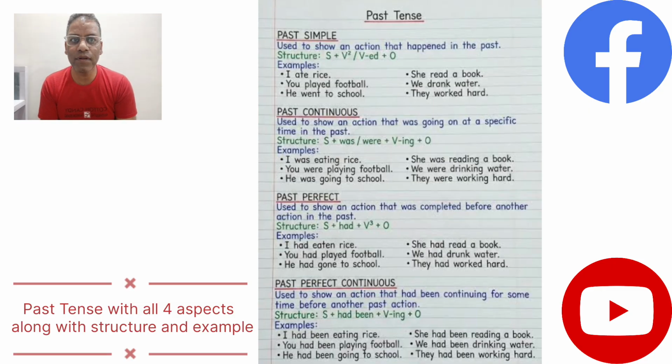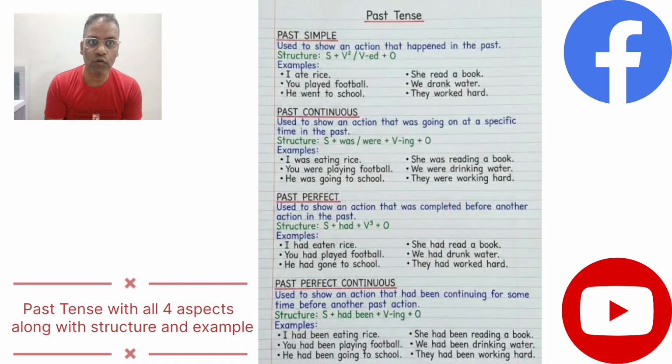Then in the next example we have, you played football. So you acts as a subject, played acts as a verb, past form of the verb play, then football acts as an object on which the work has been done. Next we have, we drank water. So we acts as a subject, drank acts as an action doing word, then water again acts as an object. That means we as a subject are doing the action, that is drank, and we are working on the water.